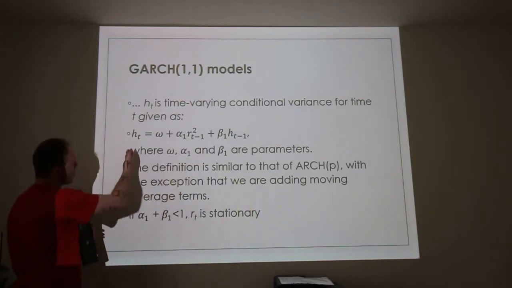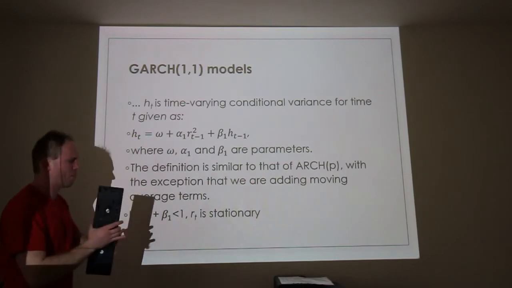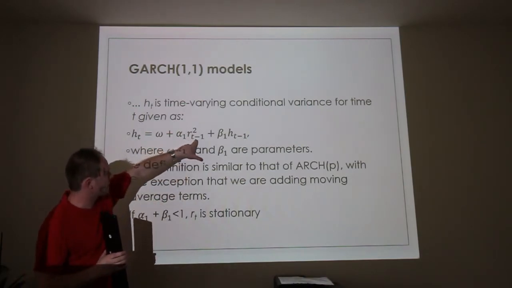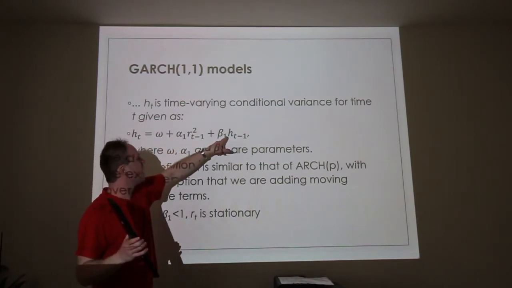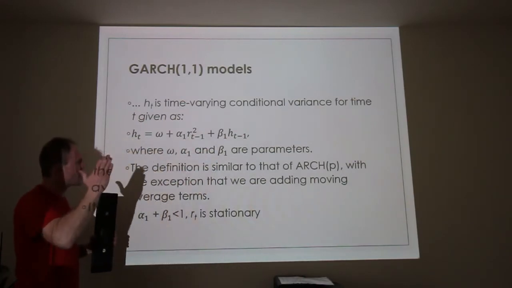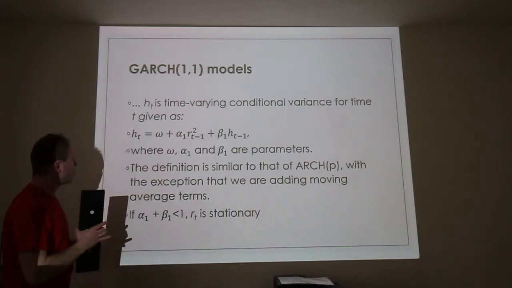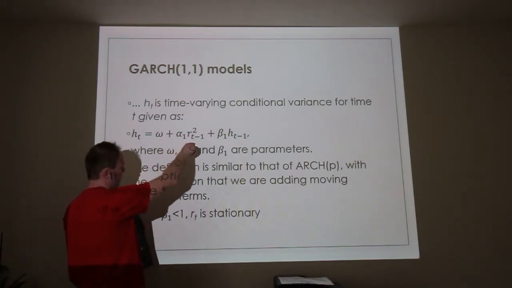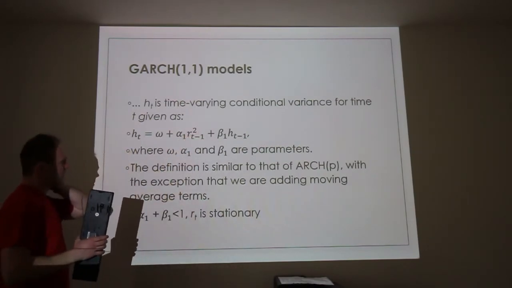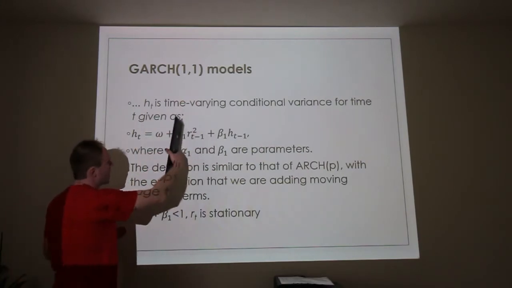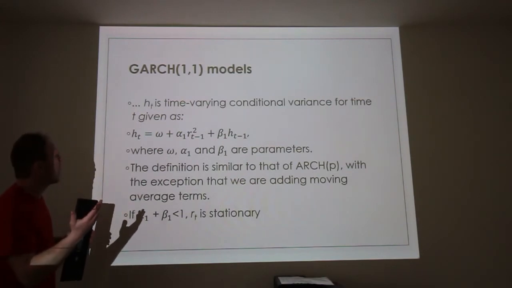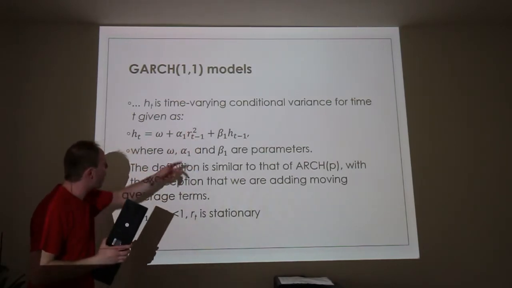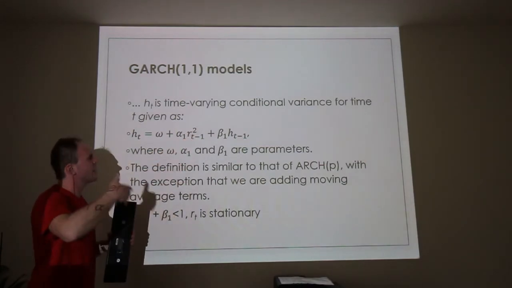So please read this formula. We can see that ht is equal to omega, some intercept, some constant, plus alpha 1 r squared in time t minus 1 plus beta 1 h in time t minus 1. Very important, please check this formula. You can see the constant, the intercept omega, is a parameter of this model. Alpha 1 is again a parameter, and there you can find the part of our model where we are using the second power of logarithms in time t minus 1.